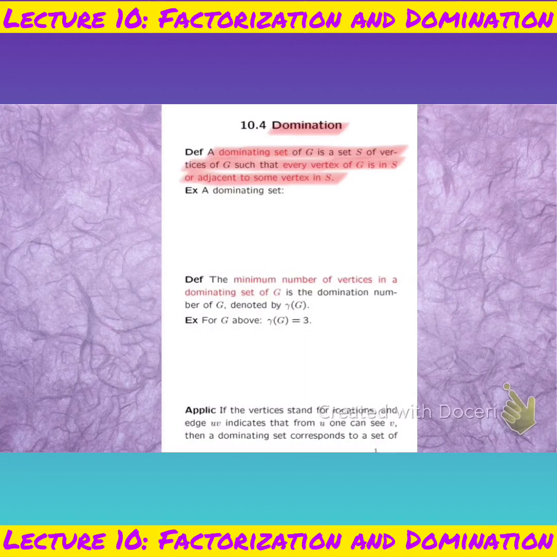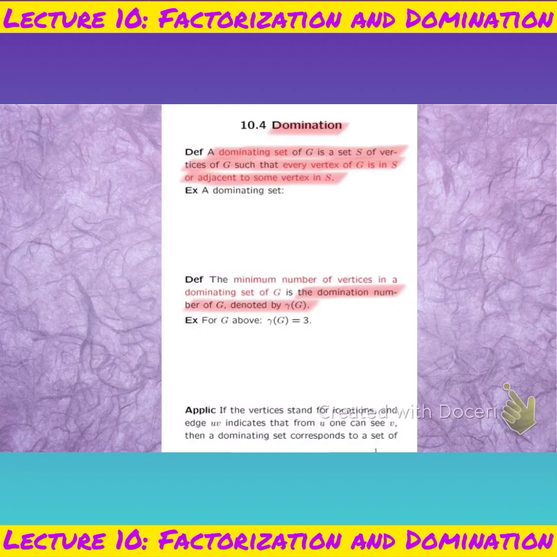Right, now domination. Okay, so now the question is, you want to find the smallest set S with this particular property, and that's called the domination number of a graph. That's the smallest set of that cardinality.